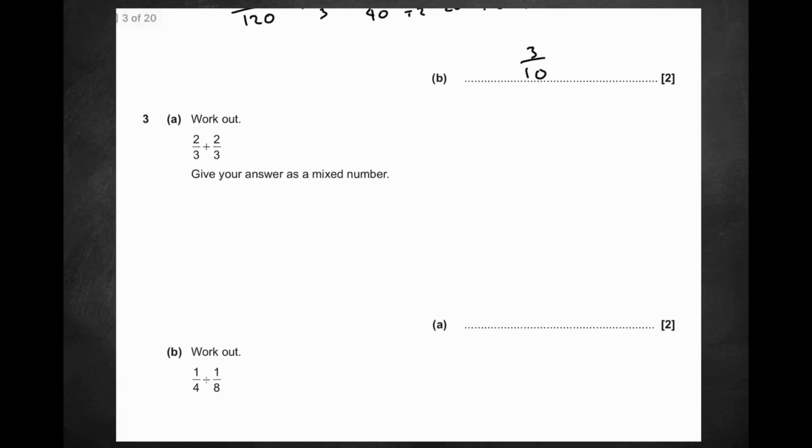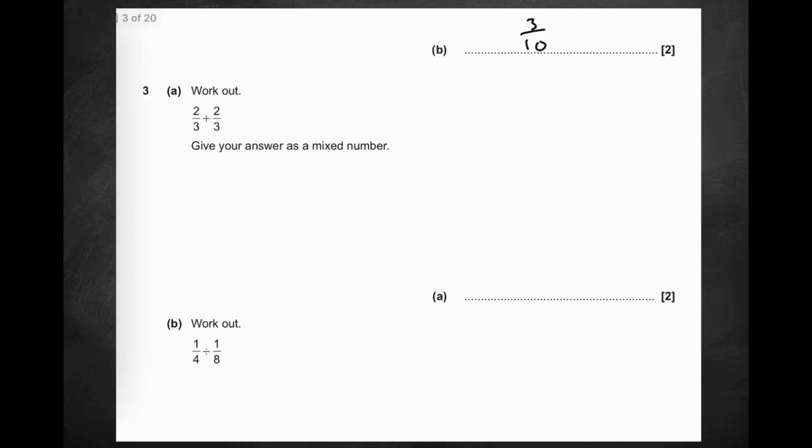Question number 3. Work out 2/3 plus 2/3. Give your answer as a mixed number. That's just going to be 4/3, and as a mixed number, that is going to be 1, which is 3/3, and a third, just like that.